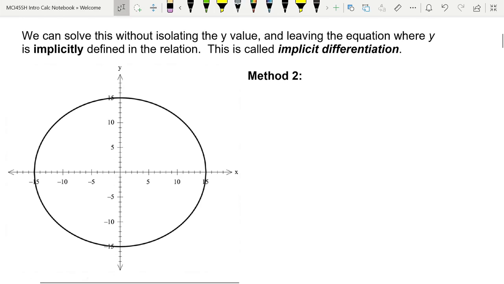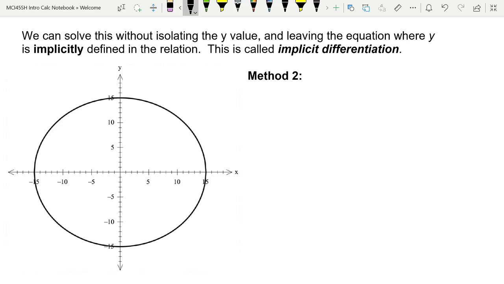In method 1, we took the equation and rearranged it so that it was y equals. That gave us a plus and minus version of the equation. We decided we need the plus version. But now we're going to do it a different way. We're going to do it without isolating the y value. We leave the equation where y is implicitly defined in the relation. And that's what we call implicit differentiation.